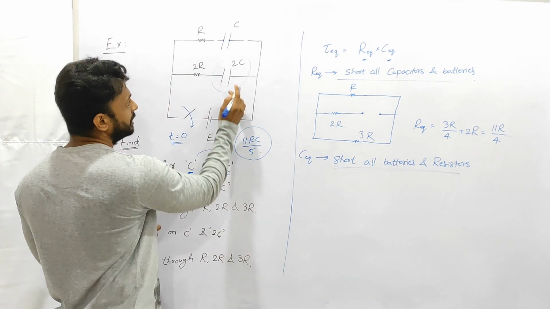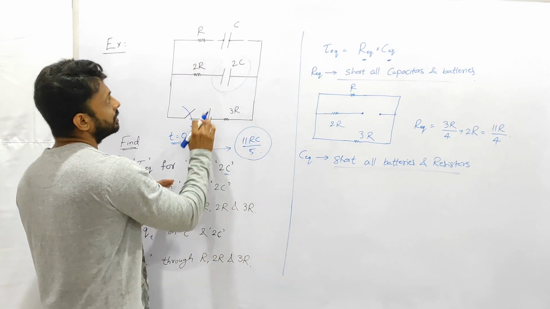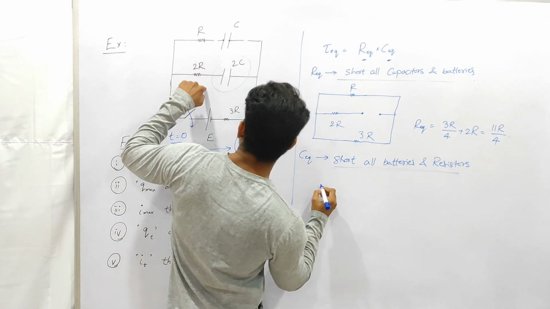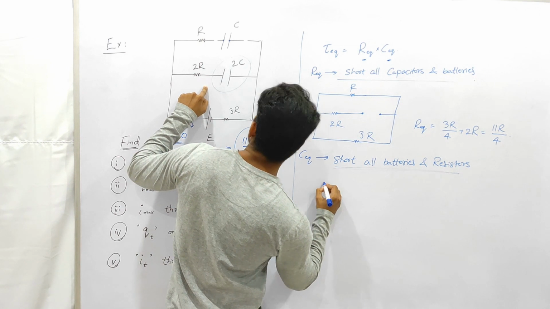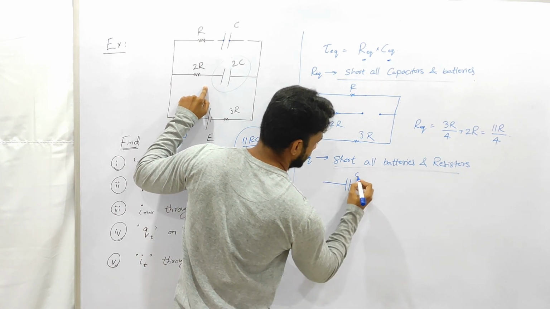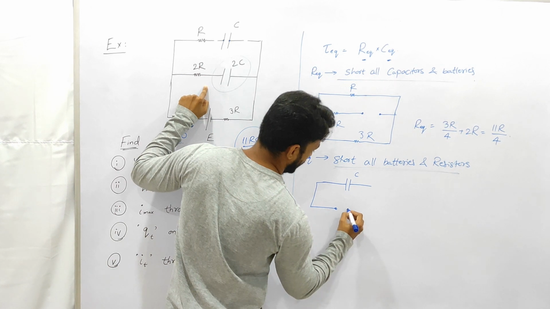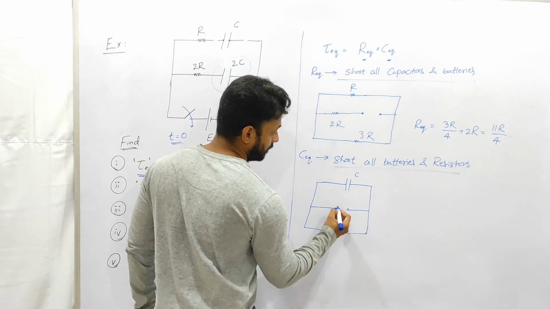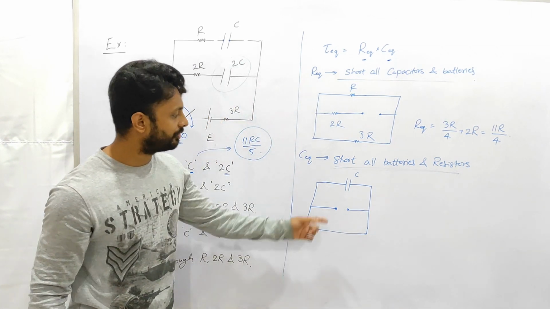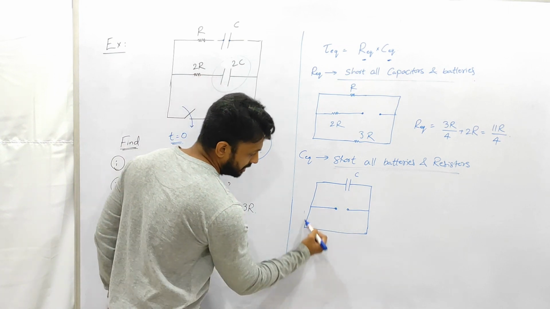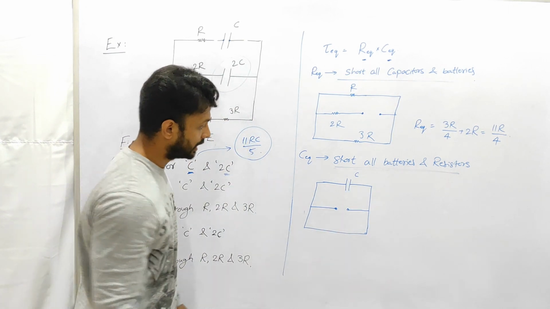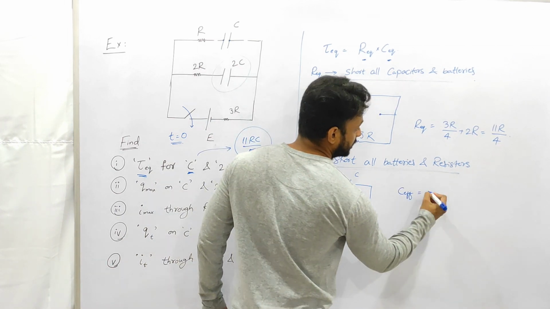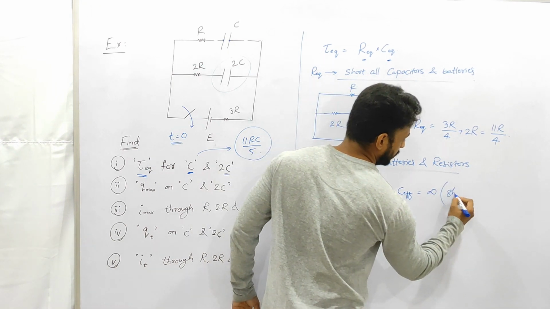That means across these two plates, short all resistors and batteries. Then after that we find the C effective. So what do I get here? I'm just redrawing the circuit. This is C. All resistors and batteries are shorted, and across these two terminals I'm going to find what is the C effective. By the way, this capacitor is also short circuited from outside. That means what is the C effective across these terminals? So here the C effective comes out to be infinite because it's a shorted wire.